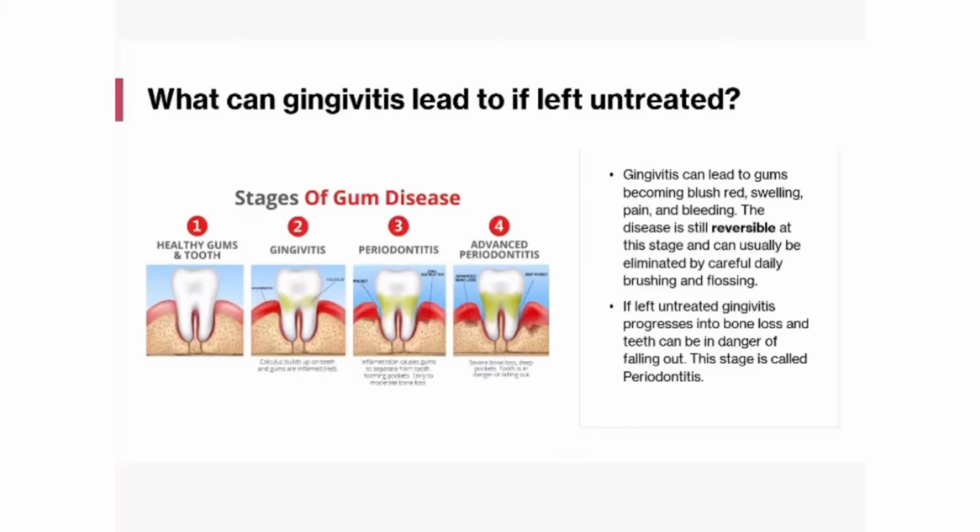Well, it is important to remember that gum disease happens in stages. Gingivitis is the first type of gum disease we encounter, which can cause the gums to feel pain, severe bleeding, and swelling. The disease is still reversible at this stage and can usually be eliminated by careful daily brushing and flossing. If left untreated, gingivitis progresses into bone loss and teeth can be in danger of falling out. This stage is called periodontitis.